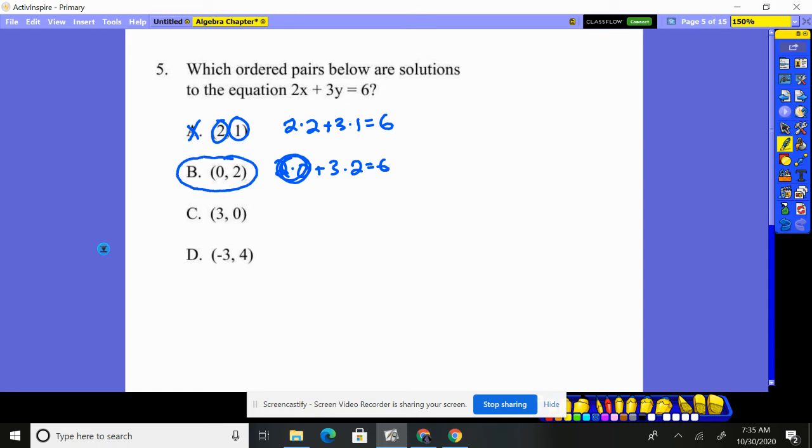Yes. The next one, 2 times the x of 3 plus 3 times the y of 0. Does that equal 6? Well, this is 0. And 2 times 3 is 6. 6 plus 0. Yes, that works too.